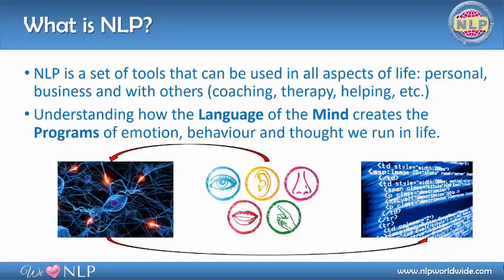The language of our mind comes from the five senses, what we see or say or taste or touch or smell, and that automatically triggers and connects to the different neurology and chemicals being secreted into our body, which ultimately instantly tap into the programs of emotion, behaviors, and thoughts that we run in life. So when I can understand that for me, I can enhance, change, and alter those programs by understanding how they were created by the language of my mind in the first place.